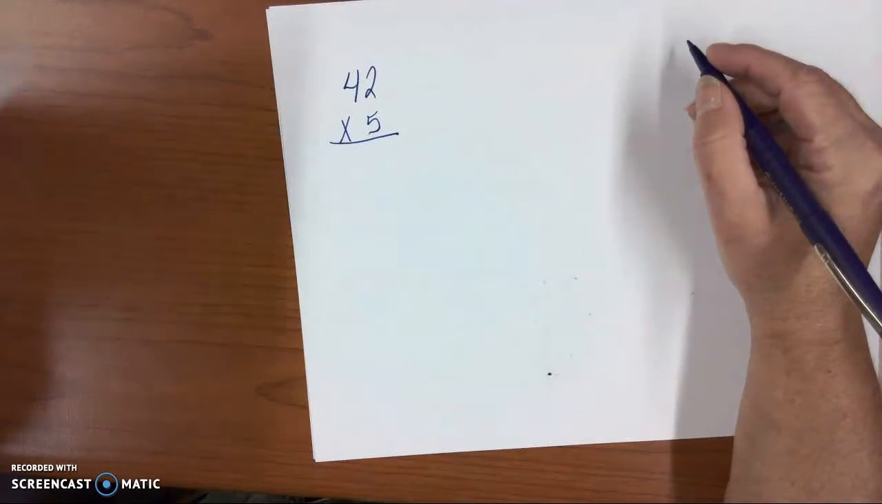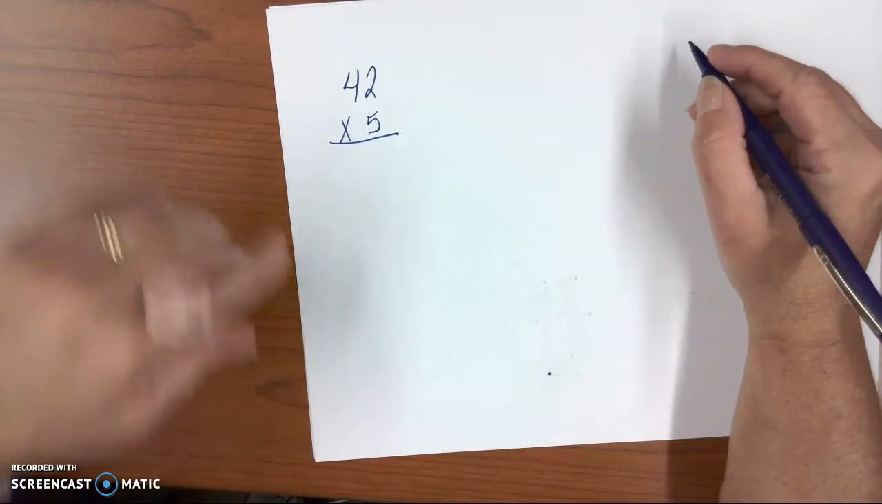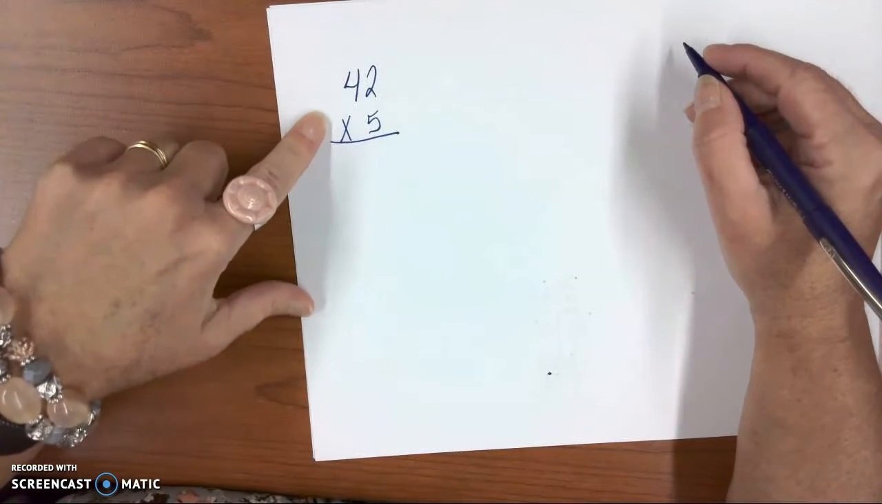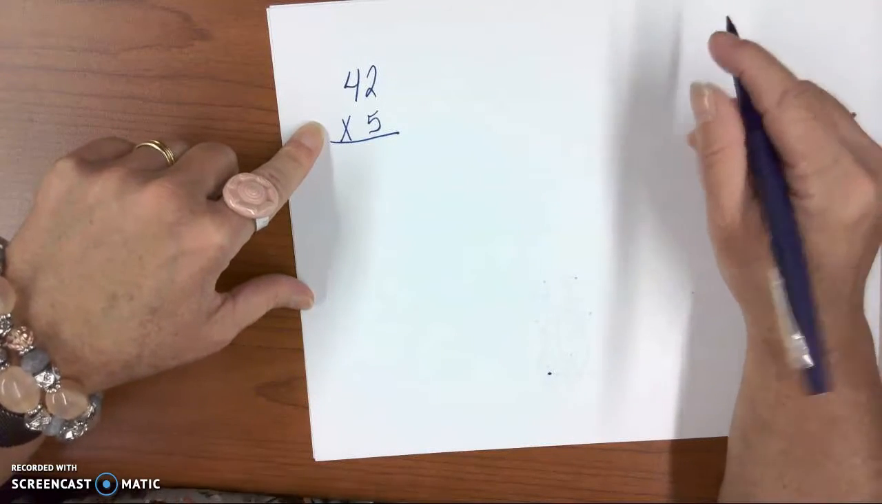In this video, we're going to solve a couple of problems that require us to regroup to multiply. So the first problem we're going to solve is 42 times 5, using the standard algorithm.